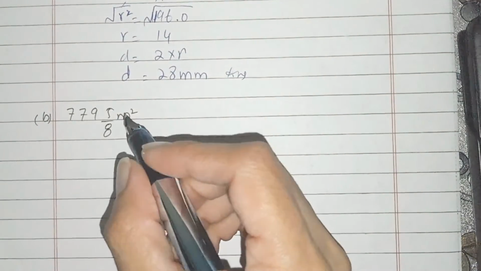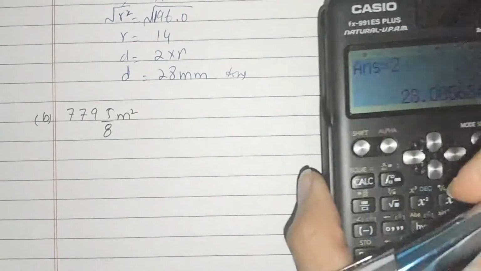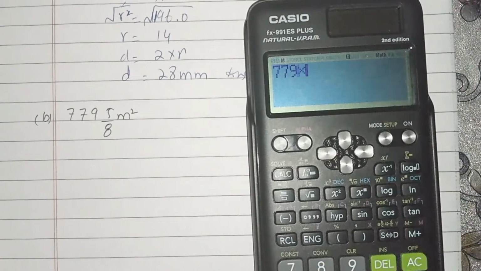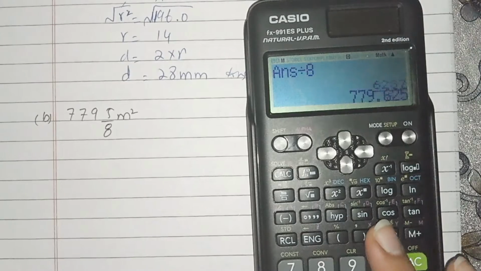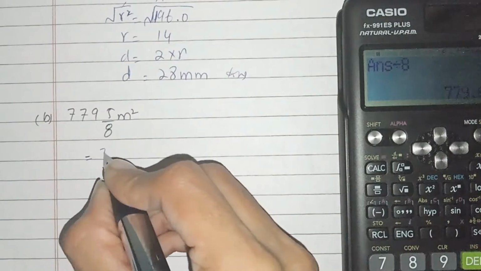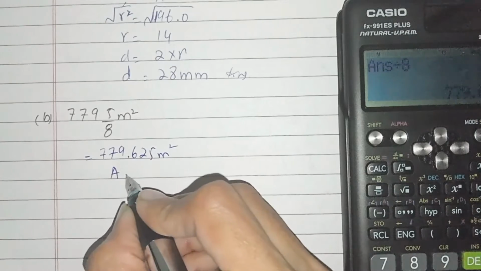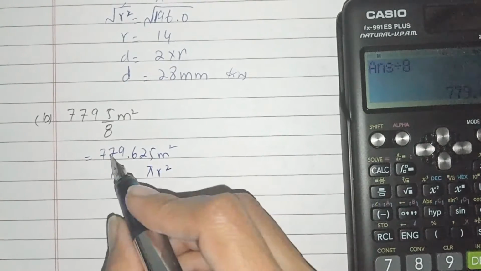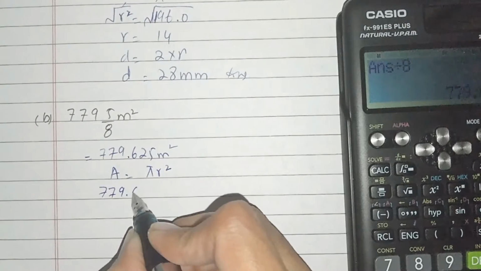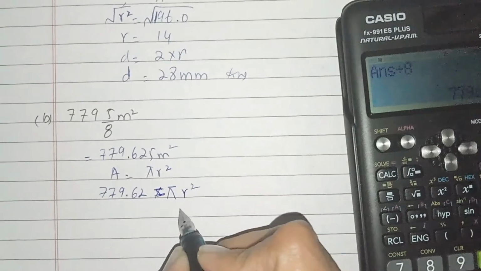This question is given in a mixed number. We have to convert it into an improper fraction. First, 779 multiplied by 8, and we add 5 and divide it by 8, and we get 779.625 meter square. Area is equal to pi r square. Area 779.62 is equal to pi r square.